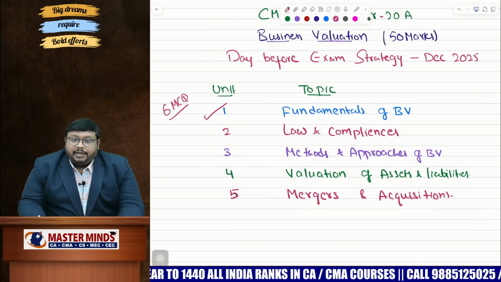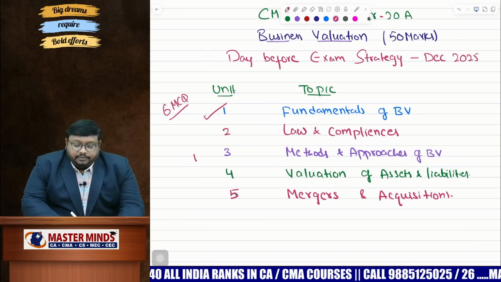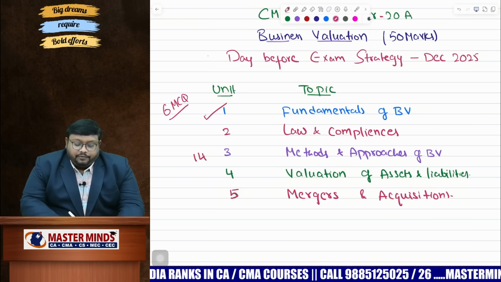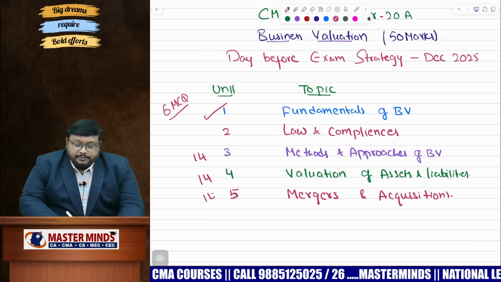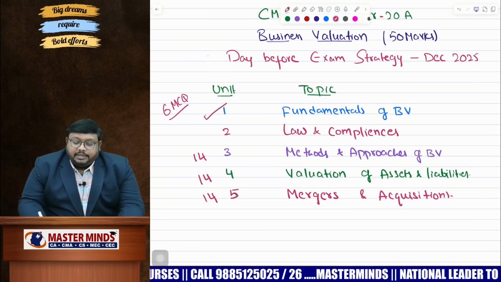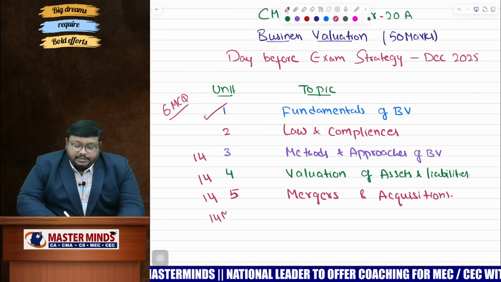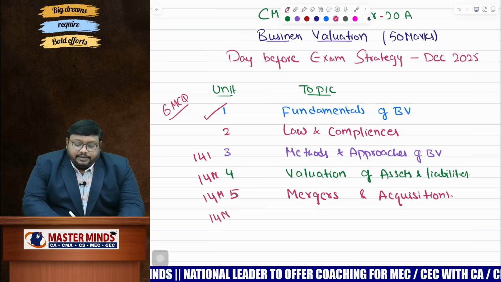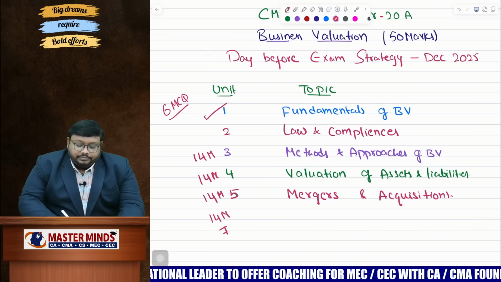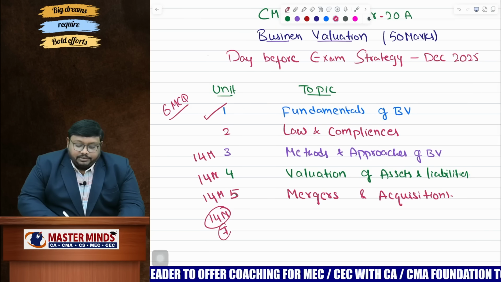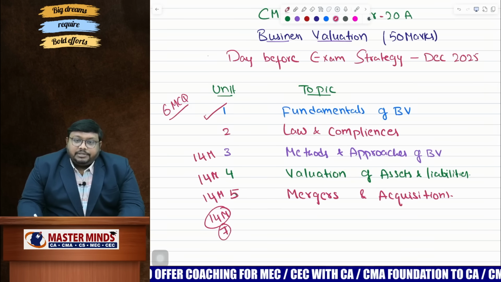When it comes to the problem part, in total they will ask you 14 marks of questions, in 7 marks each. The methods and approaches of business valuation will carry 7 marks, valuation of assets and liabilities 7 marks, and mergers and acquisitions also 7 marks. Out of the last 14, they will ask you 7 marks either from methods and approaches, or valuation of assets and liabilities, or mergers and acquisitions.